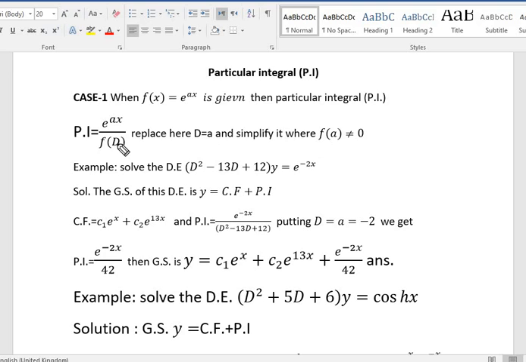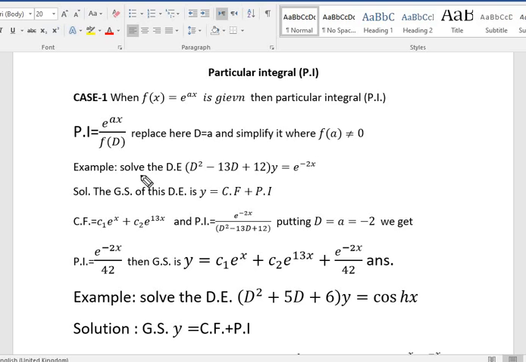But remember that when you replace d equal to a here, then this becomes algebraic terminology. Then what you have to do, remember that f of a should not be equal to 0. If f of a is not equal to 0, then we consider it. If it is 0, then we will discuss it, but we will not discuss it at your level.